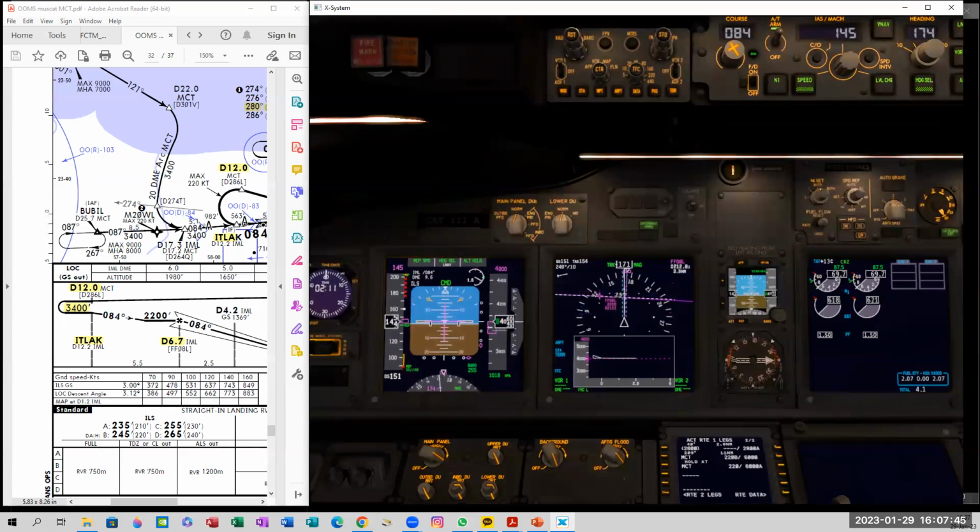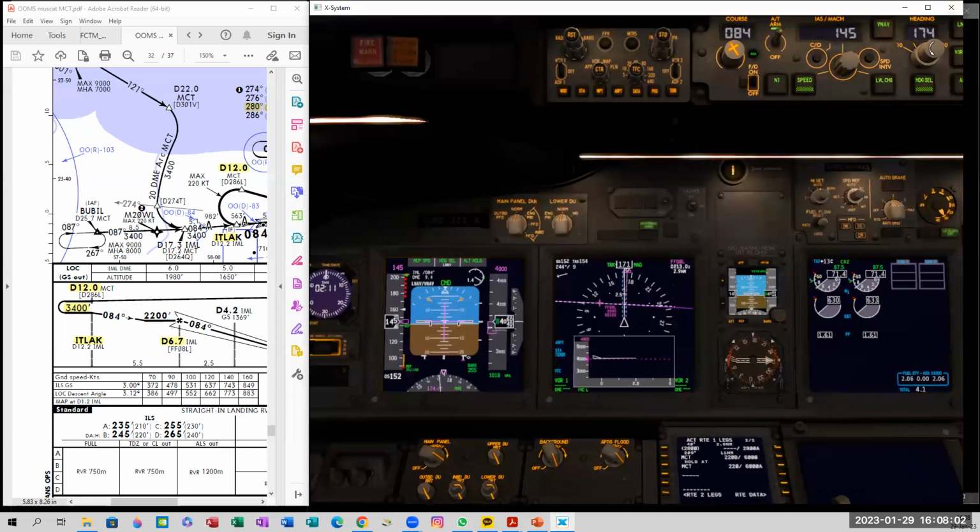Now, remember, we're at 4,000 feet. The final approach fix ideally at 2,200. So we have to lose 1,800 feet. So we may want to be selecting that rate of descent of close to 1,500 feet a minute for sure.